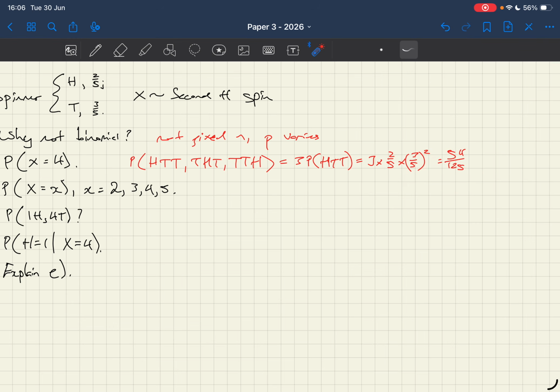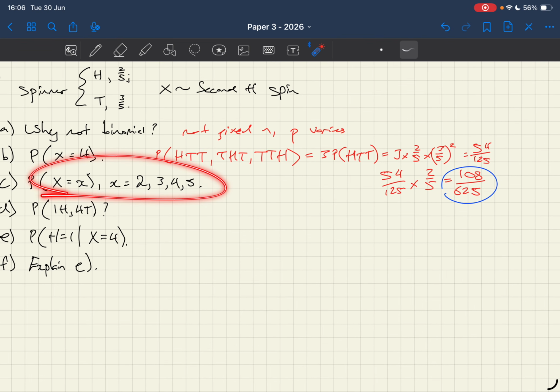So that's the chance of us getting to the 4th spin, and we've had one head so far. So we need to times this by the chance of getting the next one being a head. So it's going to be that number times the chance of getting a head, 2/5. So it's 108 over 625. Just to clarify, this is the chance of getting to the 4th spin having had exactly one head so far. And then we times that by the chance of getting a head next time to give us the chance of having the second head on the 4th spin.